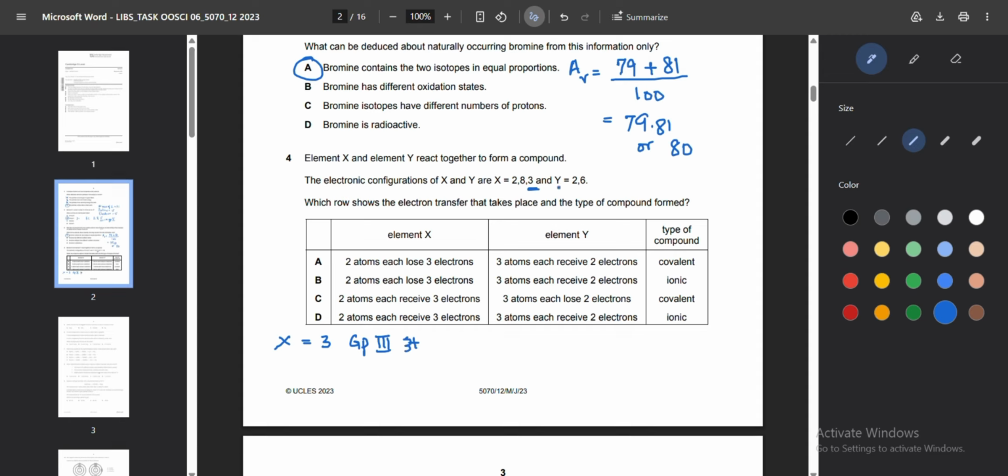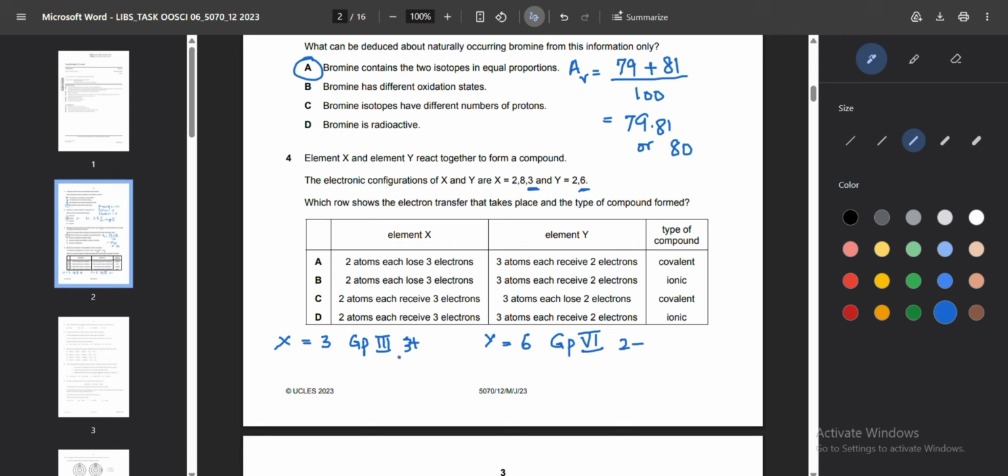And the other element Y, for this, the number of valence electrons is 6. So it means that Y belongs to group number 6. The elements which are present in group number 6 have an oxidation state of negative 2.